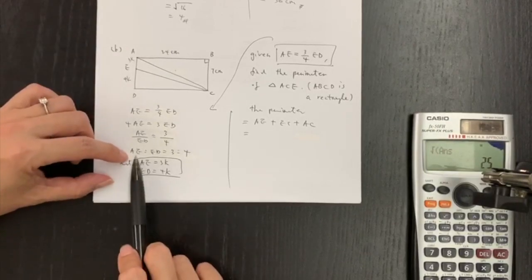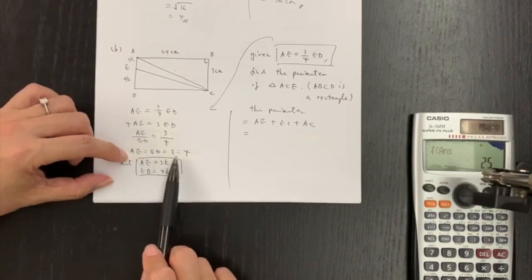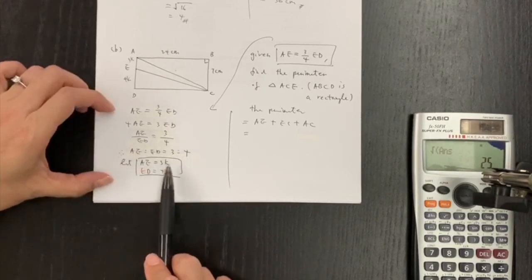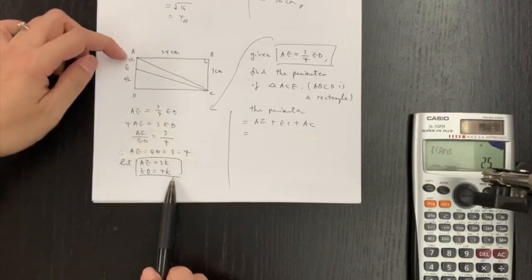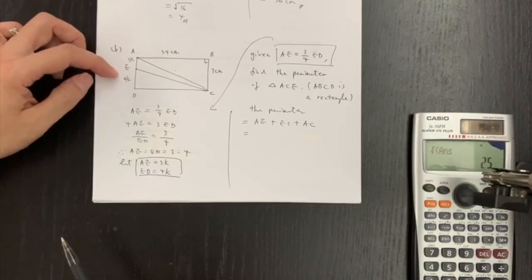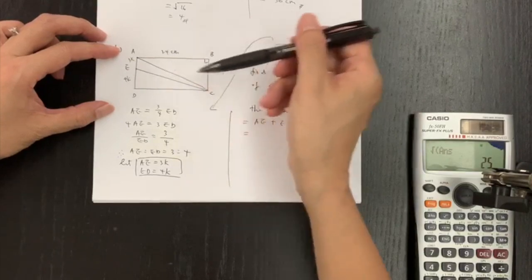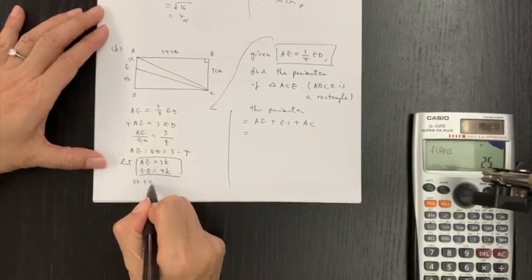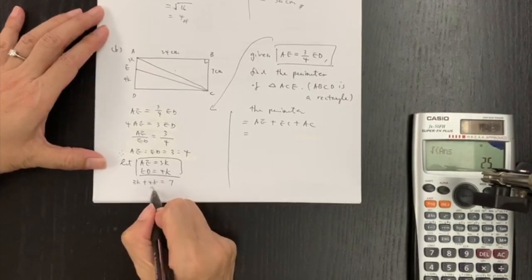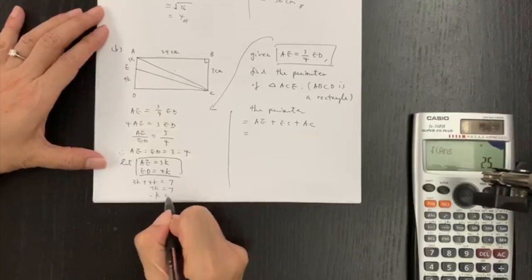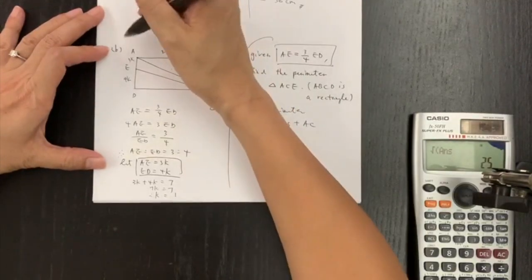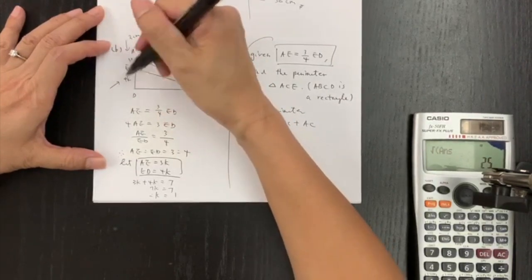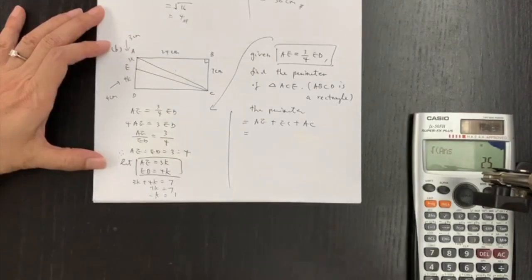After I get the ratio of AE to ED, which is 3 to 4, now I can use K to link them up. AE is 3K and ED is 4K. At the same time, 3K plus 4K is equal to 7 cm, so 7K is equal to 7. Therefore, K is equal to 1. So what is AE? AE is 3 cm, and ED is 4 cm.